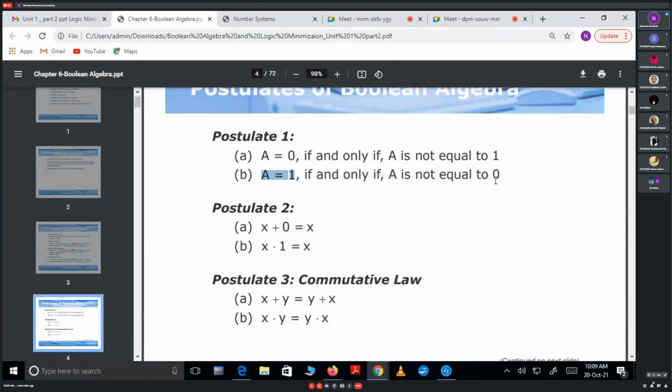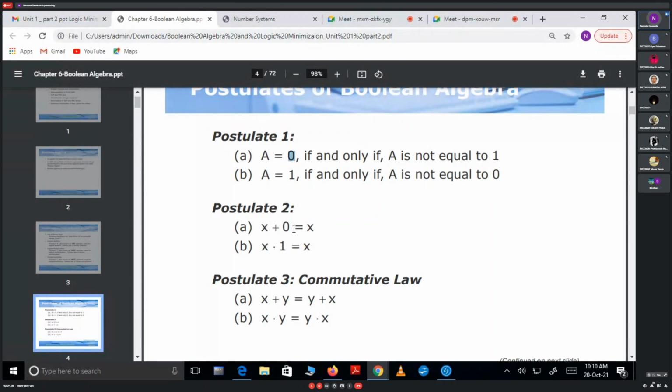It's so simple. A equal to 0 means that the 0 value is assigned to A. A equal to 1 means the value 1 is assigned to A. You cannot say equal to 1 means 0. It is completely 1, some high value. 1 represents high, 0 represents low. Then postulate 2: x plus 0 will always be x, and x dot 1 will always be x.